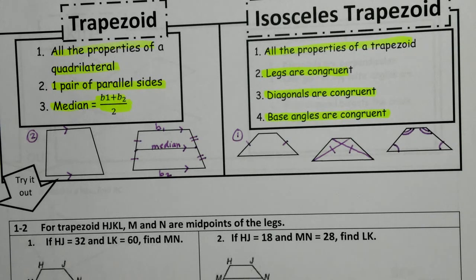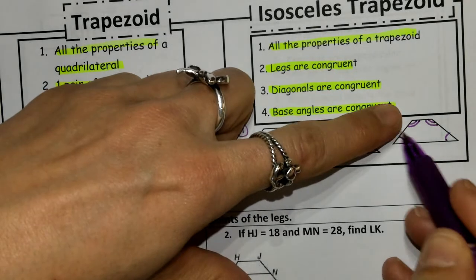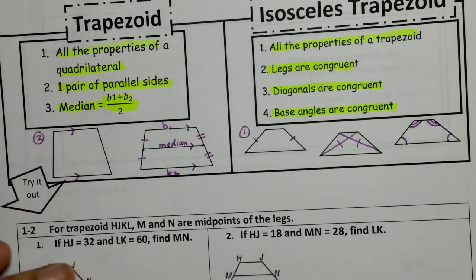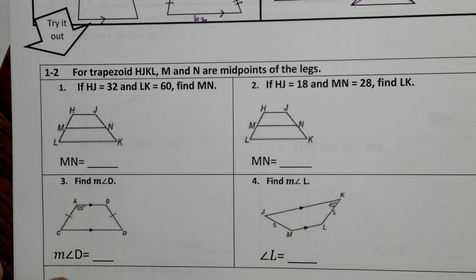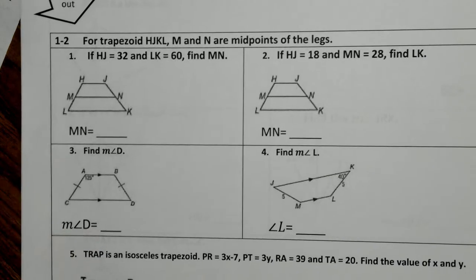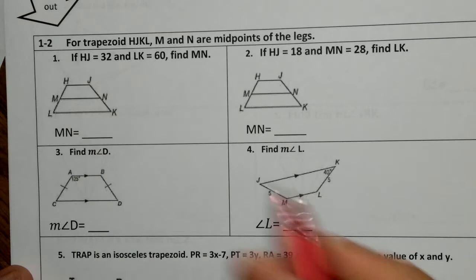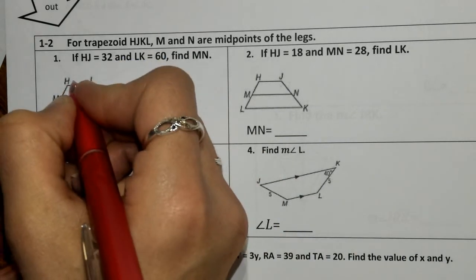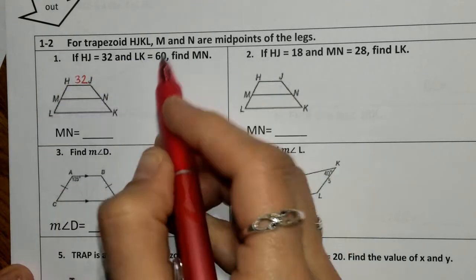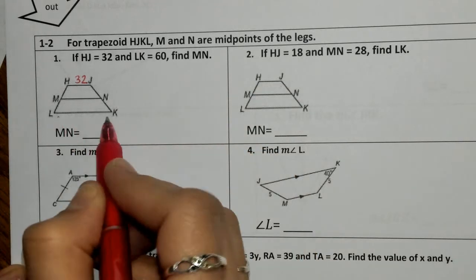Remember, we've talked about isosceles triangles and how across from the congruent sides are congruent angles. And the same thing here. Across from our congruent sides, we get congruent angles. All right? So, let's take a look at our first example. We are looking at solving, let's go ahead and label everything real quick. Here we're going to have HJ, so from here to here is going to be 32. LK down here is 60.